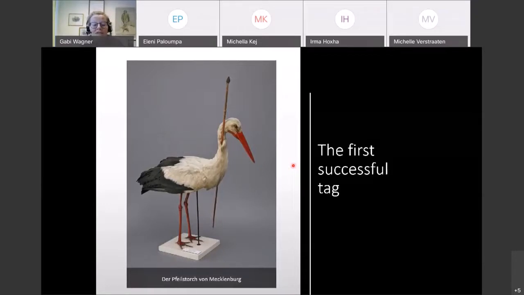And despite this horrific injury, the animal managed to migrate from Africa all the way to Germany, where it was then shot down and stuffed and now stands in a museum. So that was the Pfeilstorch von Mecklenburg, the arrow stork in Mecklenburg. And that was the first time, the first proof that the animals did not disappear into the swamps or turn into another species, but that they actually go somewhere else very far away.